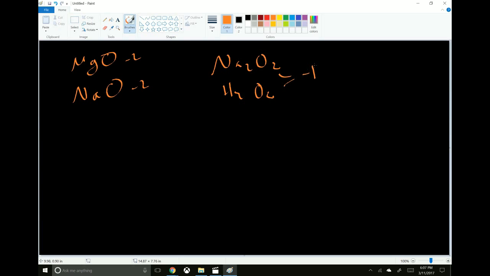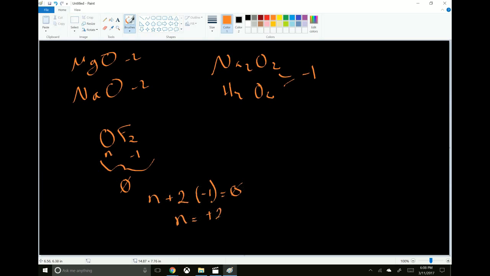And the other possibility is oxygen bound with fluorine. Fluorine is always -1, and so oxygen is going to take whatever charge is necessary to balance out the charge of the whole compound. In this case, the entire compound is neutral. So if oxygen is just N, plus 2 times -1 is 0. You solve for N is equal to +2. Bing! Okay. That gives oxygen an oxidation number of +2.